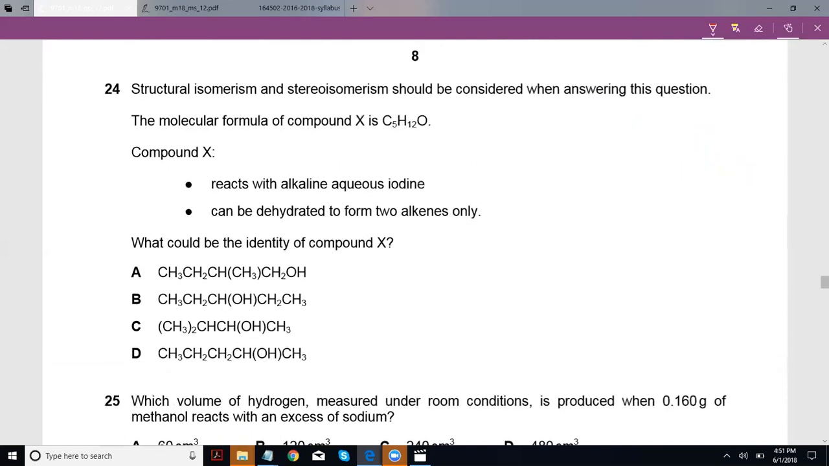24. Structural isomerism and stereoisomerism should be considered while answering this question.